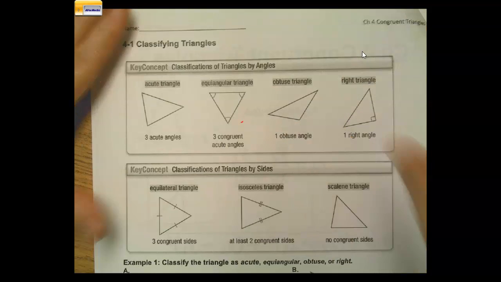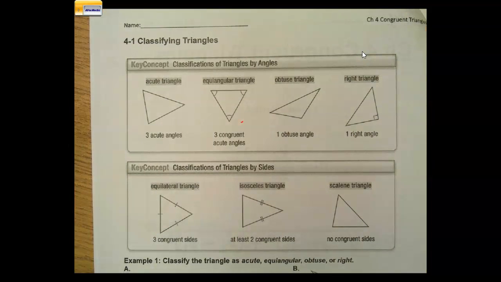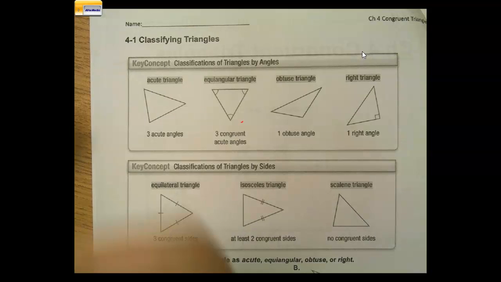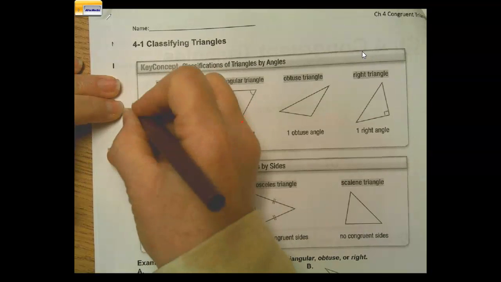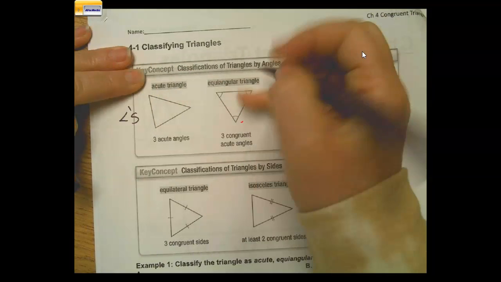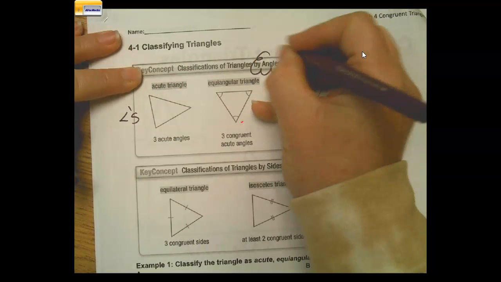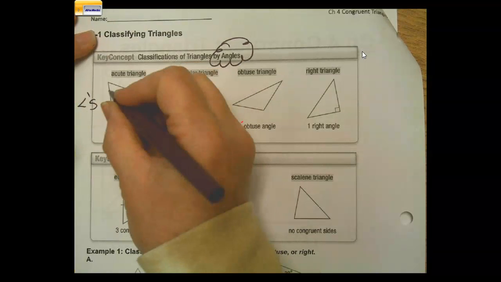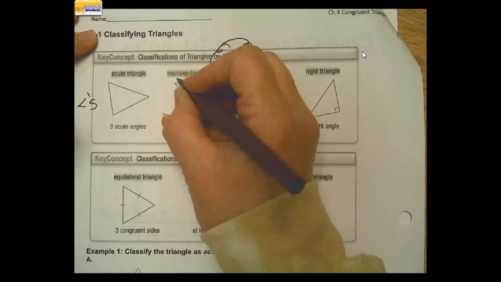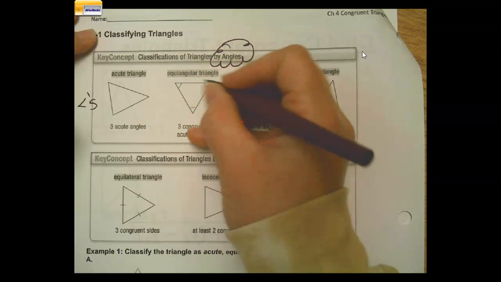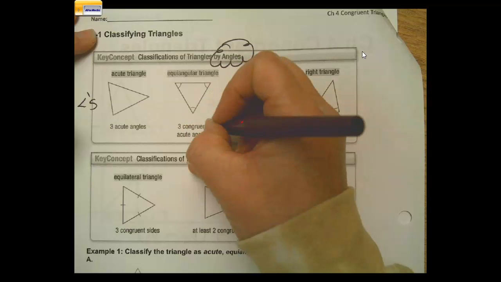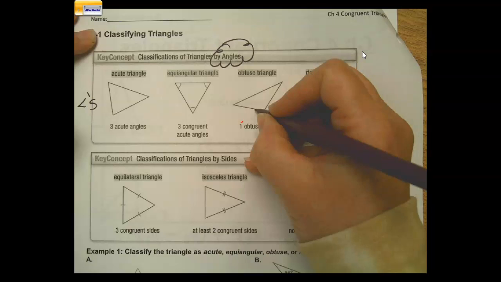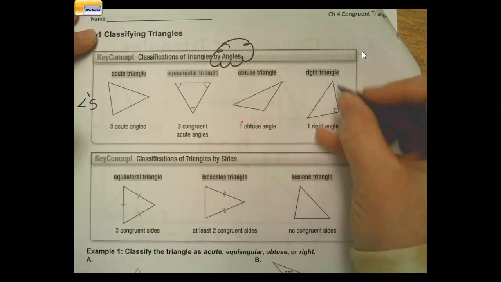Let me find my glasses so I can see it. So classifying triangles by angles. So this is by angles. Highlight that. So you have acute angles, so all three are acute angles. Equiangular means that all three angles are acute and congruent. Obtuse means you have one obtuse angle, which is right there, and then a right triangle.